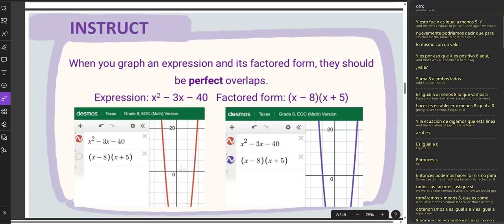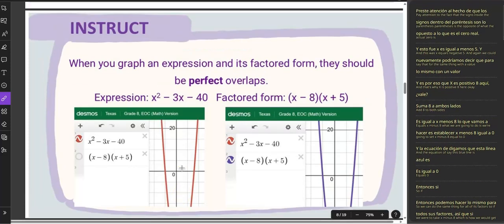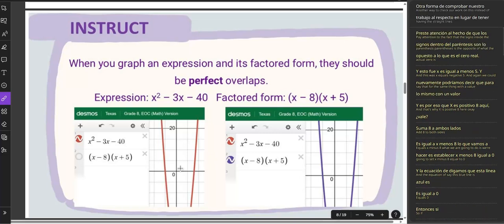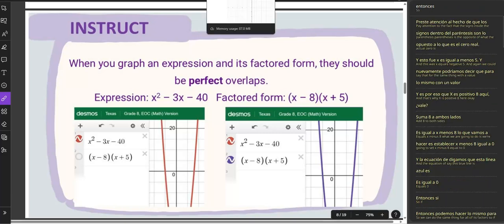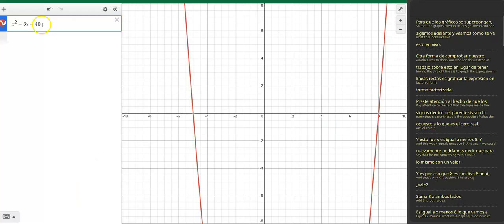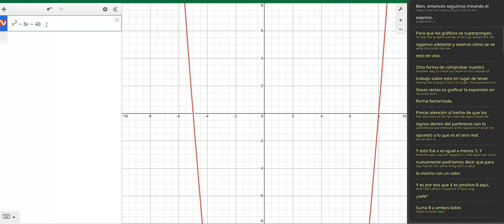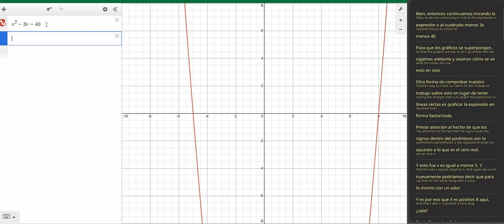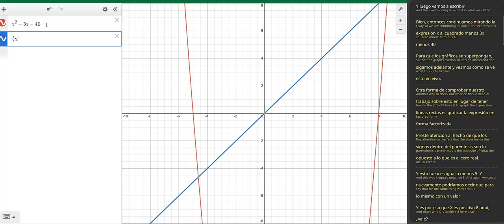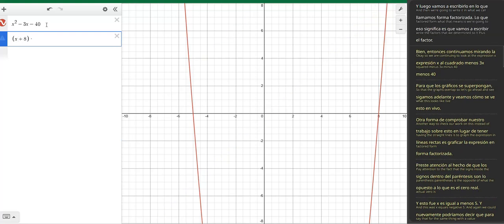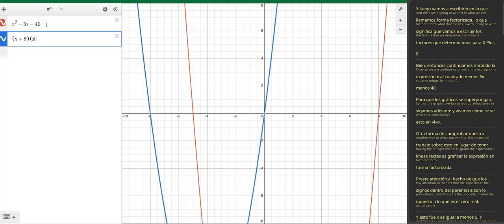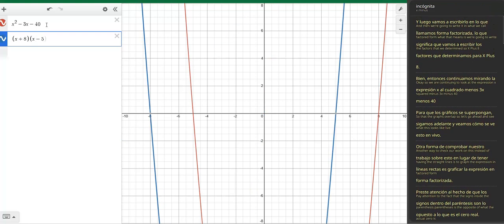Another way to check our work, instead of having the straight lines, is to graph the expression in factored form so that the graphs overlap. So let's go ahead and see what this looks like live. We are continuing to look at the expression x squared minus 3x minus 40, and we're going to write it in what we call factored form. What that means is we're going to write the factors that we determined: x plus 8 and x minus 5.